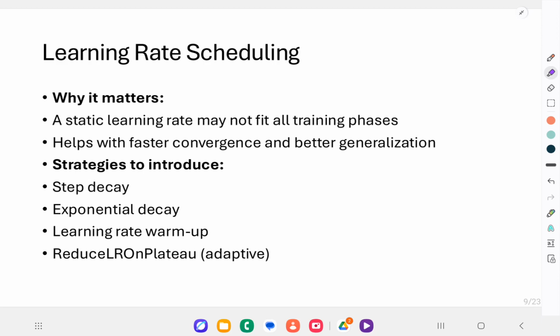We could also start with a very low learning rate and increase it gradually. This helps when the model is sensitive to large gradients in early steps. This is common in transformers and also in CNNs. So learning rate scheduling not only speeds up the convergence, but it can also improve the generalization.